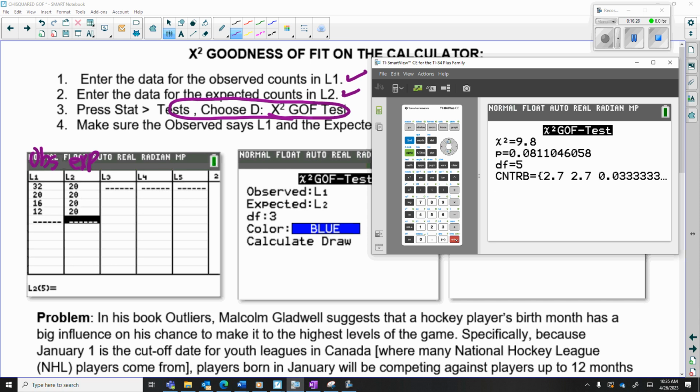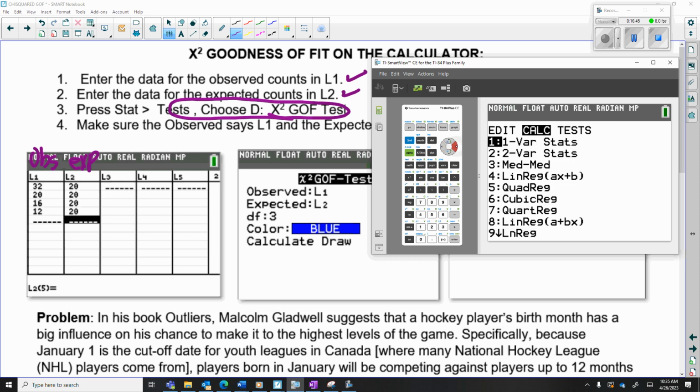And also on the bottom, it says CNTRB. These are the chi-squared test statistics for each individual color. So basically, broken down by color, brown, orange, yellow, whatever, all the way to blue, that would have been each chi-squared cell. All right, if we choose draw, let's do it again and choose draw.